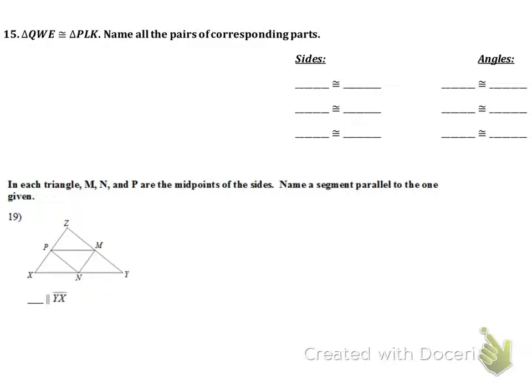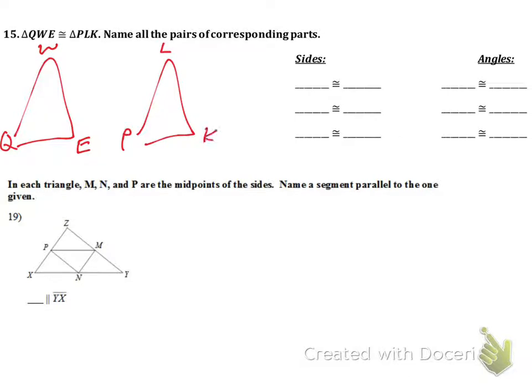All right, QWE is congruent to triangle PLK. Name the corresponding parts. If you need to, just draw the triangle out. So it's QWE and then PLK. Now you don't necessarily need to do this, but you could just cross off what you're doing at the same time. So these sides right here, right? QW would be equal to PL for the sides. WE would be equal to LK. And then our last one, you could either do EQ or QE, and that would be equal to PK.